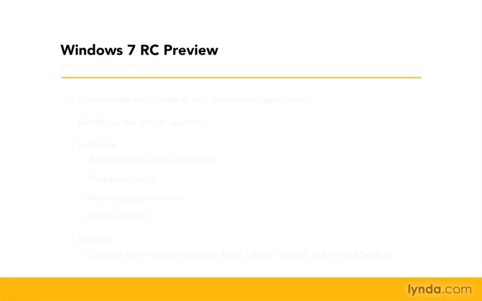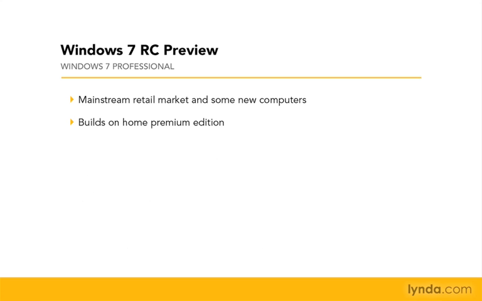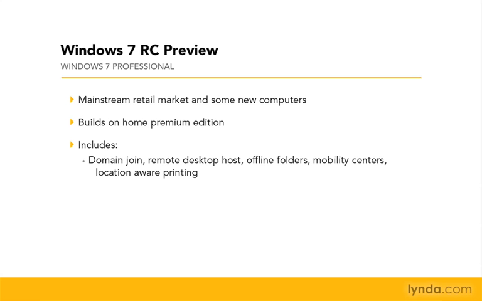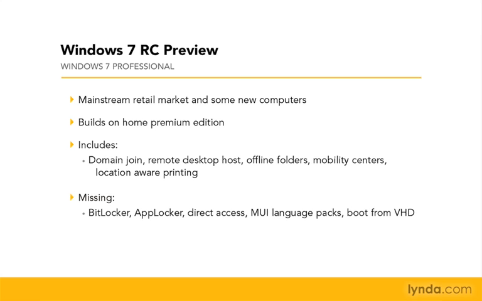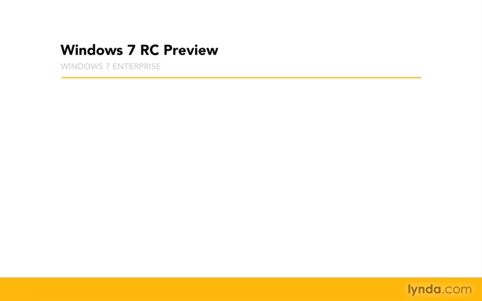If you need those things, there's the Windows 7 Professional Edition. This too will be available through the mainstream retail market and on some new computers. And it will include domain join, the remote desktop host, offline folders, something called the Mobility Center, and location-aware printing. You won't see things like BitLocker, AppLocker, Direct Access, the MUI language packs, and you won't be able to boot from VHD. If you need those things, then we've got the Windows 7 Enterprise Edition.